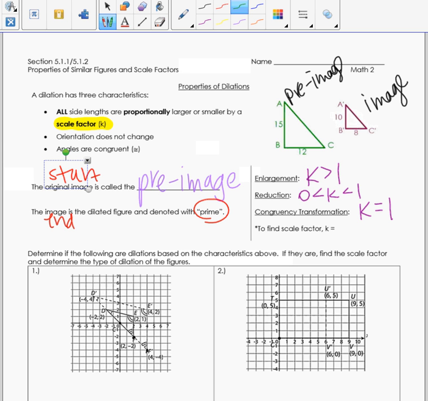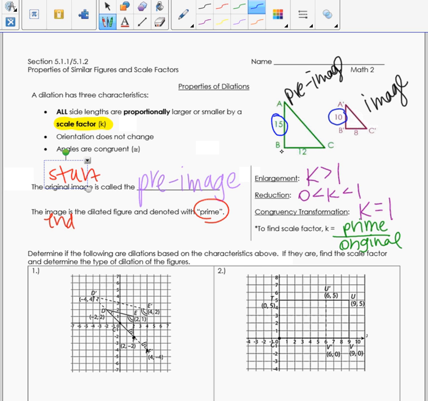To find scale factor, to find your K value, you are always going to do prime divided by the original. That's how I refer to it. So if I wanted you to find the scale factor of something, let's look at this picture that we have up here. To find the scale factor of this, we have AB, which is 15, and we have A prime B prime, which is 10. So those are like a pair.